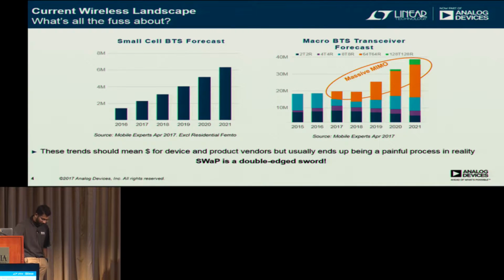Okay, so one of the things that most people think when they see a graph like this is, okay, you're a device manufacturer. This usually means more dollars for you. You shouldn't be complaining about any of this at all. It should be true, but SWAP is a double-edged sword. It cuts both ways. You're trying to integrate so much stuff into a smaller form factor, a smaller system. It becomes really difficult for you to innovate and get to market faster by providing all that engineering in that short time frame. It's not really that easy. So we'll try to discuss this in a bit more detail in the coming slides.